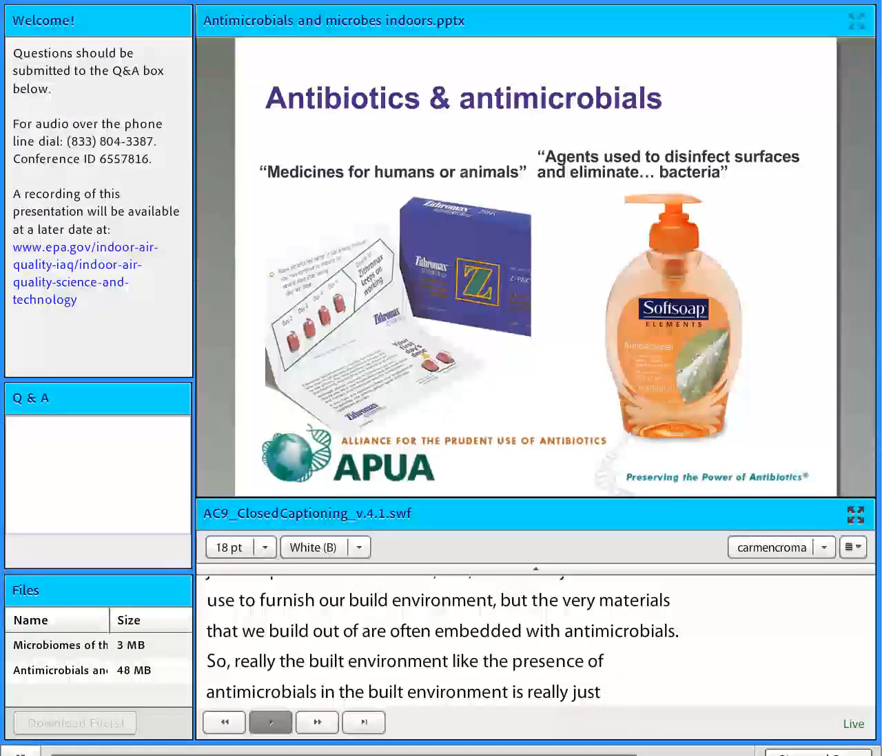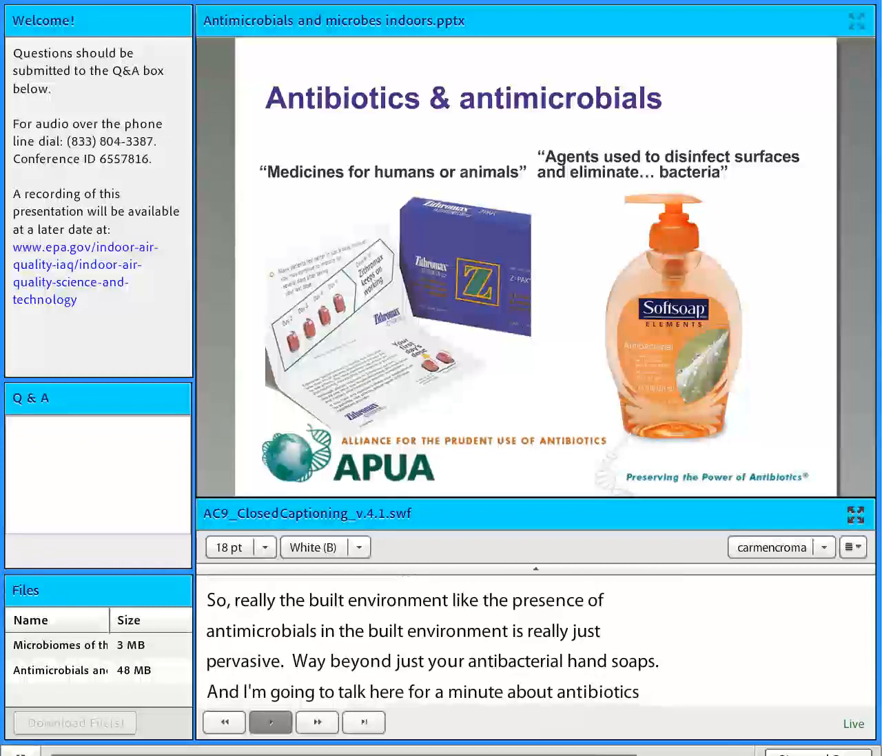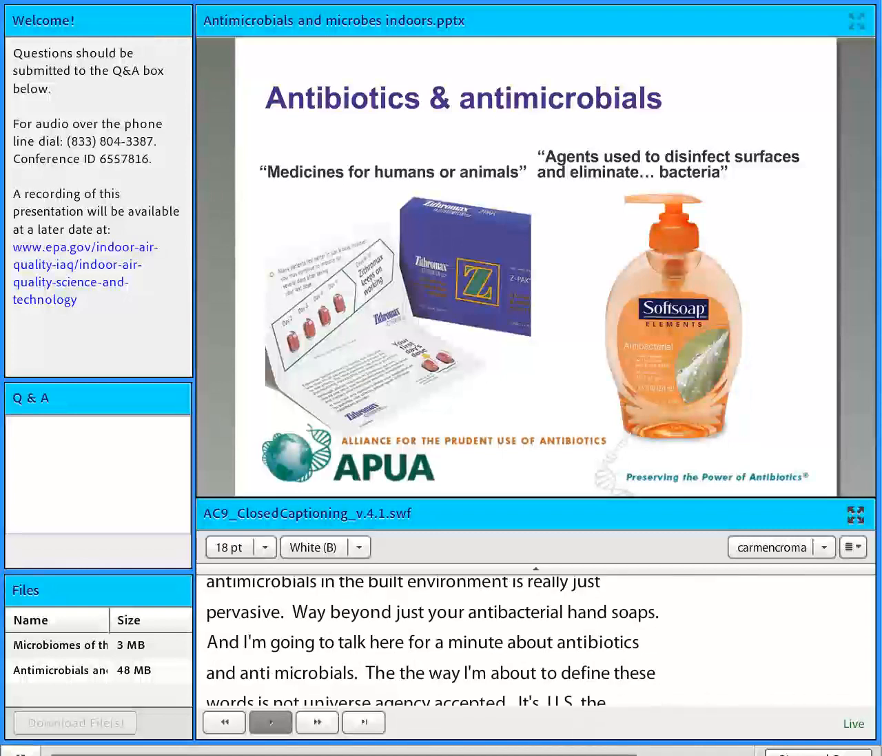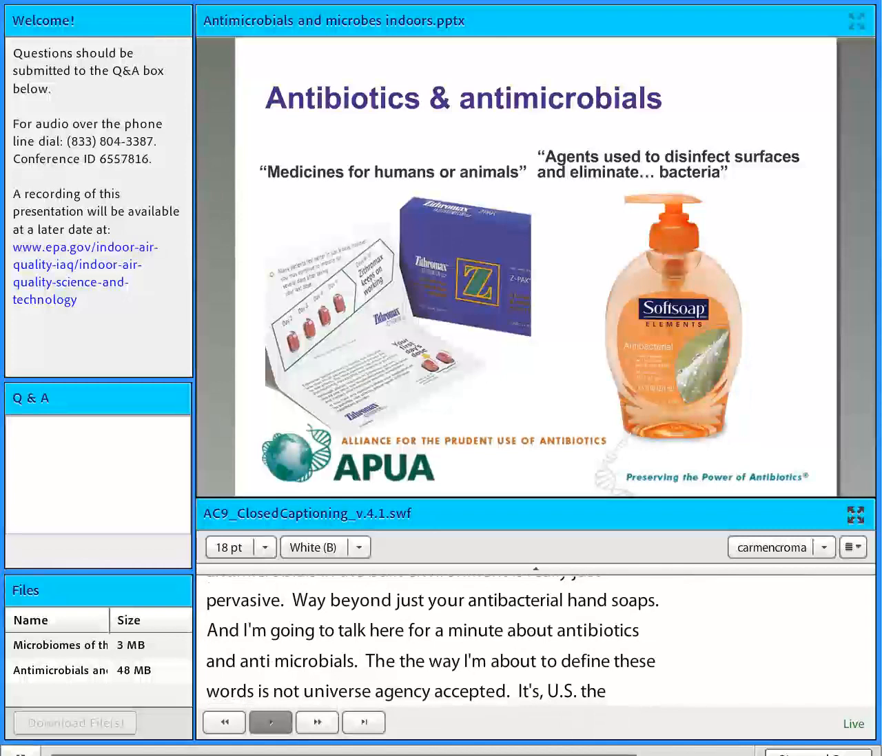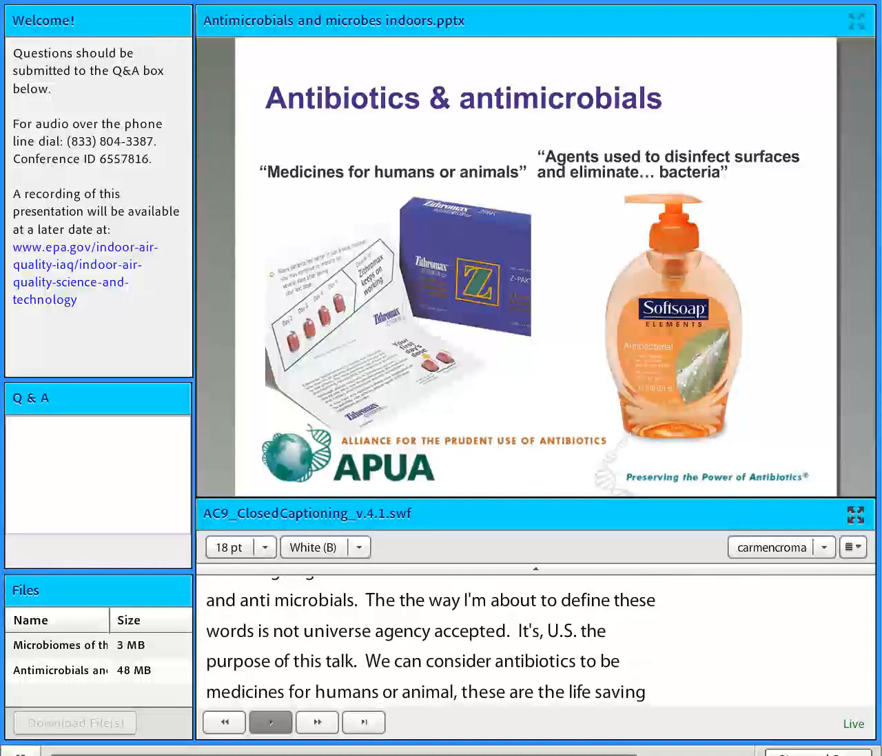And I'm going to talk here for a minute about antibiotics and antimicrobials. One thing I want to make really clear is the way I am about to define these two words is not universally accepted, so it's just for the purpose of this talk. So just for the purpose of this talk, we can consider antibiotics to be medicines for humans or animals. So these are the life-saving drugs that you get, for example, if you have an infection and we need to prevent sepsis, for example.